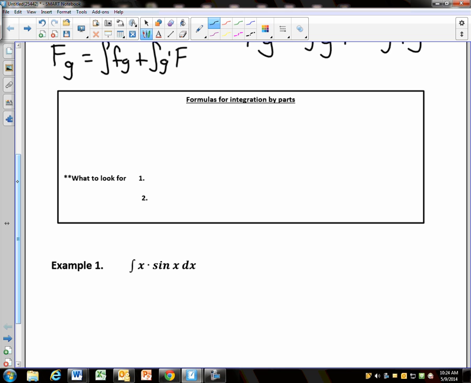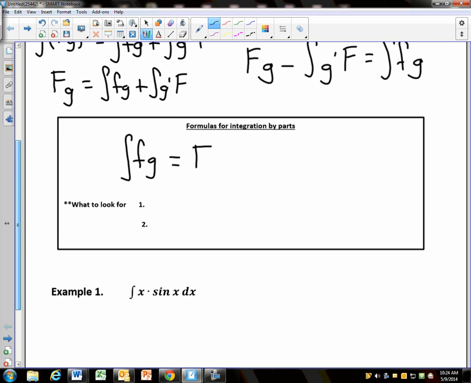The idea is this. We've just derived a formula. The integral of two functions multiplied together is equal to, as you look at what you have up there, big F, the antiderivative of f, times g, minus the integral of g prime times big F.